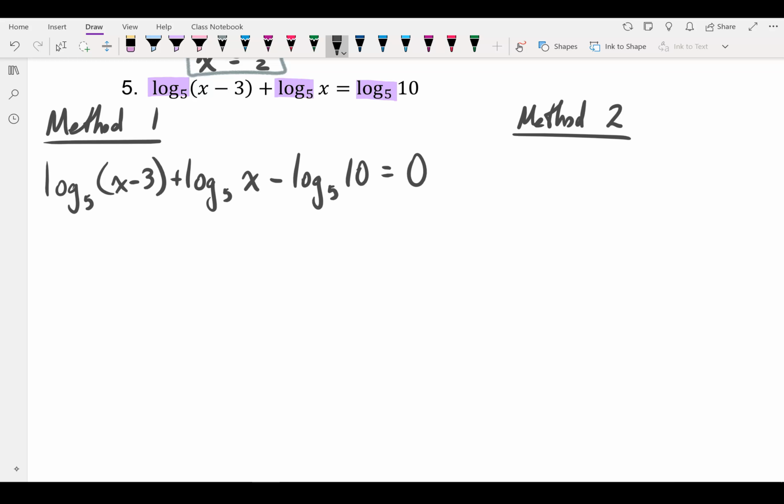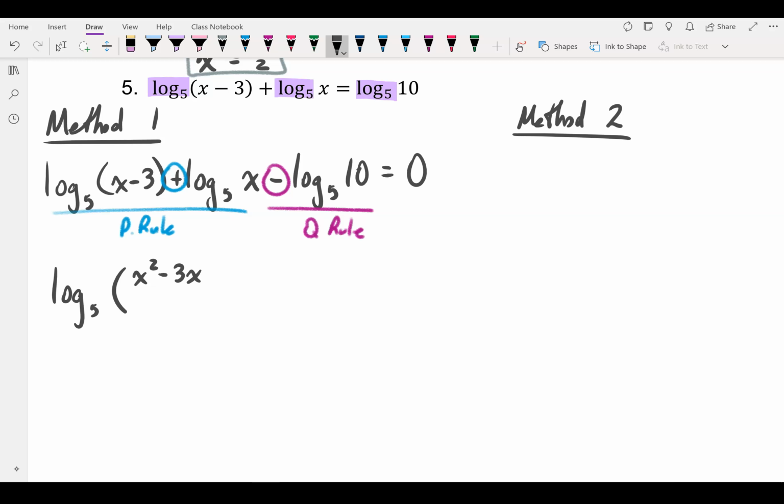Now I'm going to use my product rule and my quotient rule. I'm going to use my product rule first, and then afterwards, I'm going to add in my quotient rule. Why am I allowed to use them? Well, because they're the same logs with the same base, and I've got pluses and minuses. So if I combine the first 2 as the product rule, multiply them, x minus 3 and x, you get x squared minus 3x. The 10 term goes on bottom because of the quotient rule.